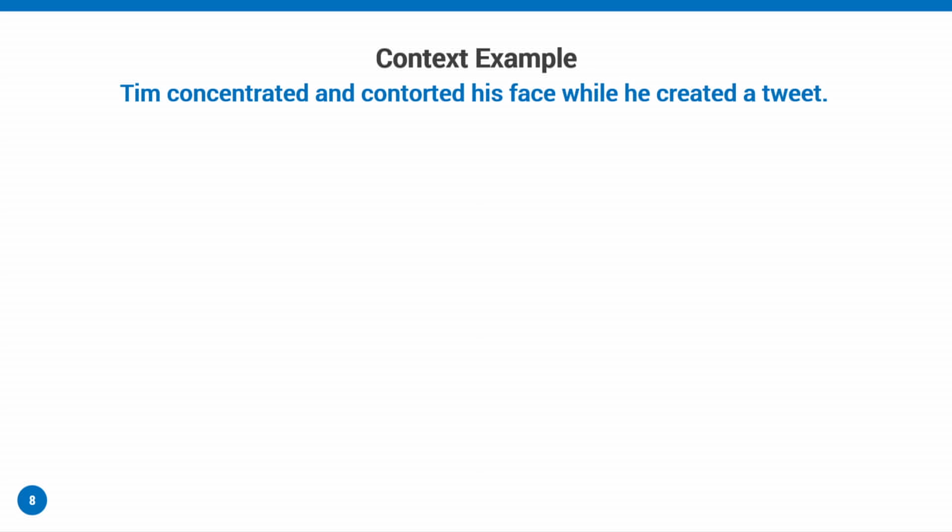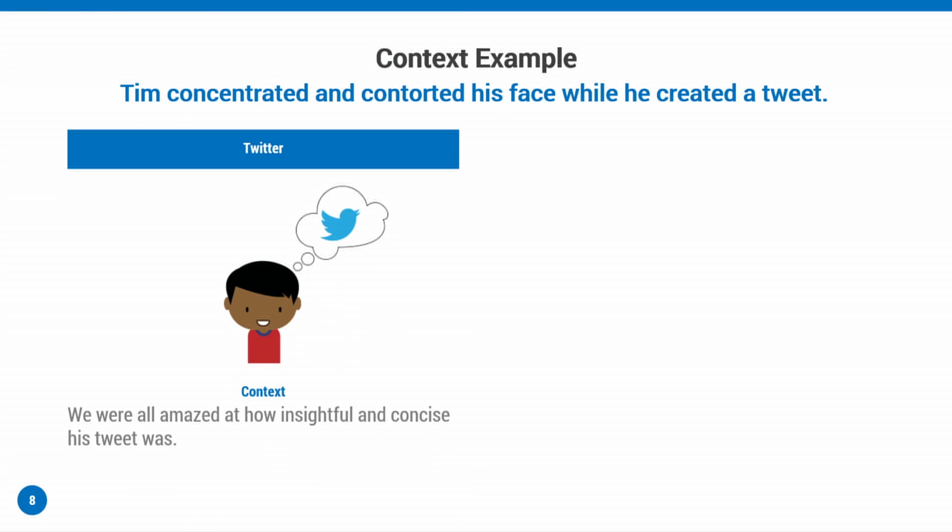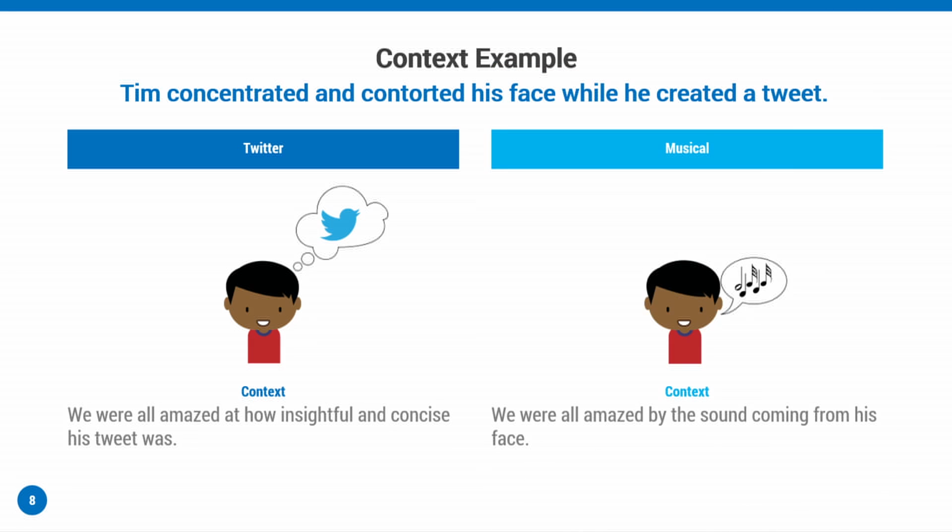Tim concentrated, contorted his face while he created a tweet. Most of us being in the technology space would assume that the next sentence would be something like, we were all amazed at how insightful and concise his tweet was. But suppose for a second that the follow-up sentence was, we were all amazed by the sound coming from his face. Those different contexts give a different meaning to the word tweet.